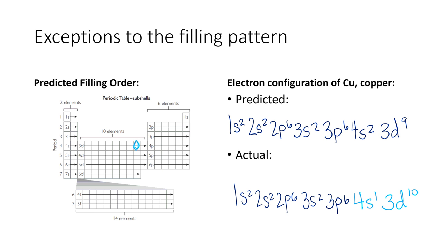What we actually observe is that this is the electron configuration. So instead of 4s2 3d9, it's 4s1 3d10. So that's what I mean when I say sometimes there are exceptions to this pattern.